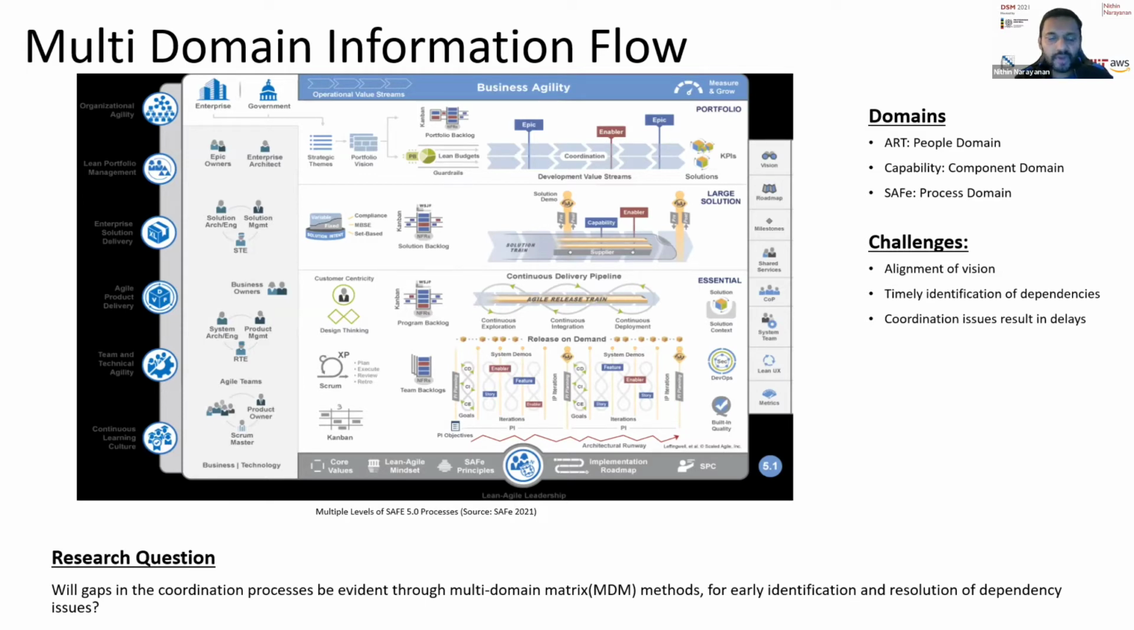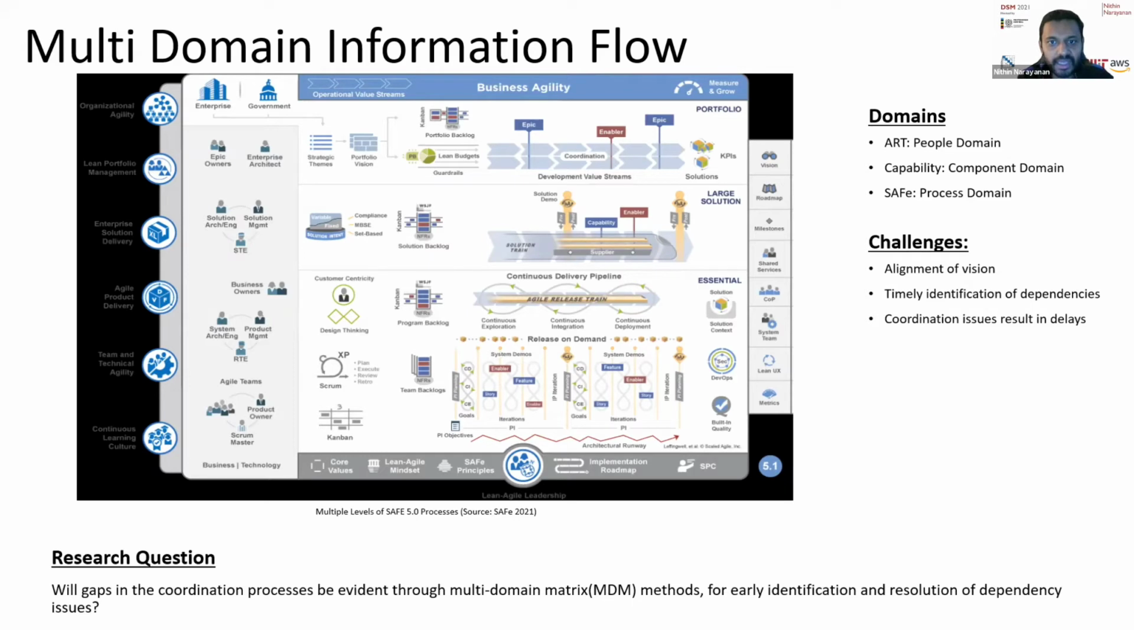And of course, in any large organization, when they're running at a high pace, it comes up against a lot of challenges. For instance, the alignment of vision. When the requirements get translated from the highest level to the lowest level, there could always be a mismatch in alignment of vision because of how the communication happens and how the information gets translated from one end to the other.